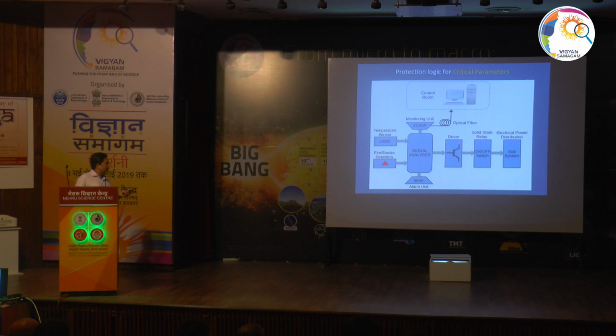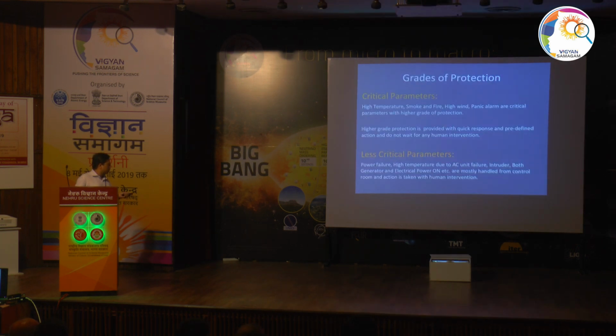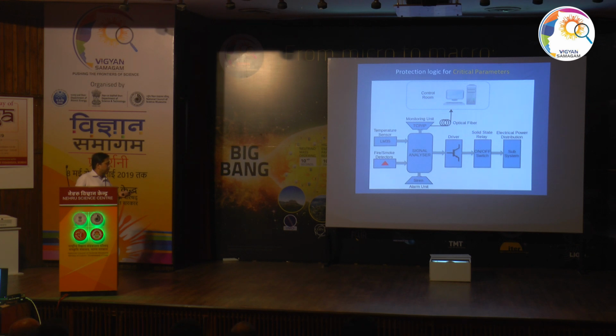So this is the critical parameter block diagram, how it is working. We have an LM35 temperature sensor to monitor temperature, and smoke and fire detectors in place, which communicate to the signal analyzer. This signal analyzer is provided with TCP/IP to communicate with the control room via optical fiber, and it is again provided with a local alarm at the antenna, so that it buzzes if something goes wrong. The signal analyzer is connected to a driver solid state relay, which acts on the electrical power distribution board, which can stop the antenna's working.